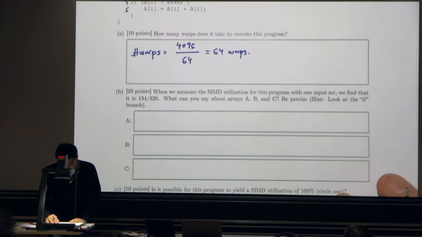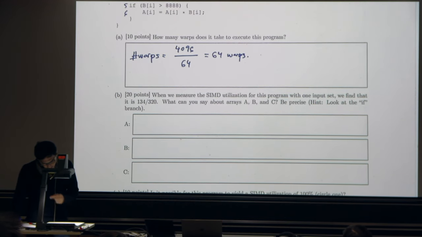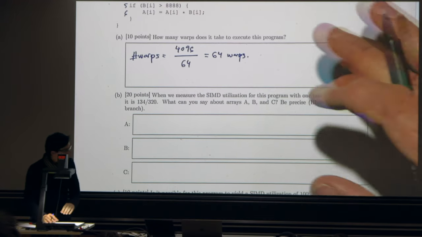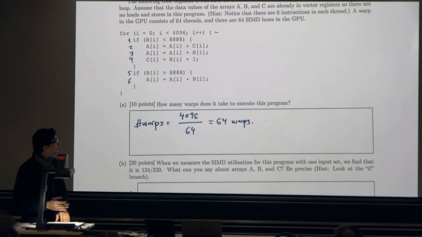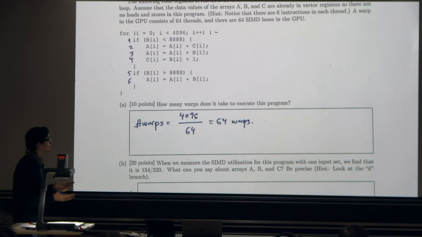Second part is more interesting. It says, when we measure the SIMD utilization of this program with one input set, we find that it is 134 over 320. What can you say about the arrays A, B, and C? Be precise, look at the if branch. So look at the if branch means you have to analyze your code and see what's the influence that the different arrays have on the execution of this program and the utilization of this program.